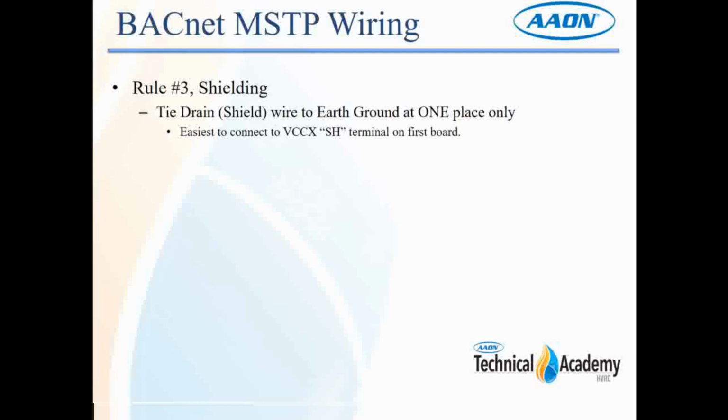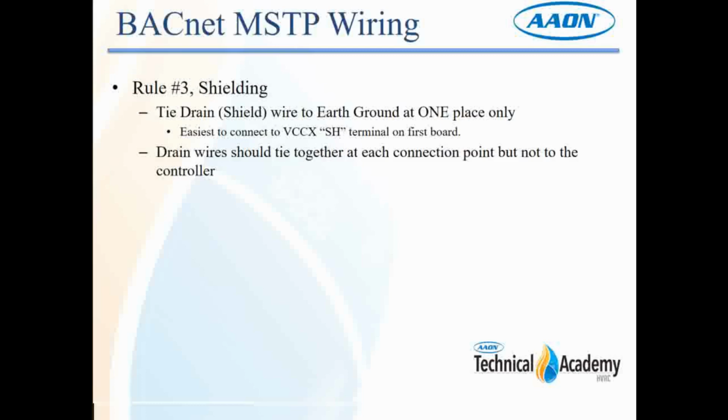The easiest way to do this connection is just to tie it right to the shield terminal on the VCCX controller. On your BACnet connector, you're going to have three terminals: the plus, the shield, and the minus. So if you were to tie the drain wire to that connector on one of those boards, that would give you a chassis connection to the unit.